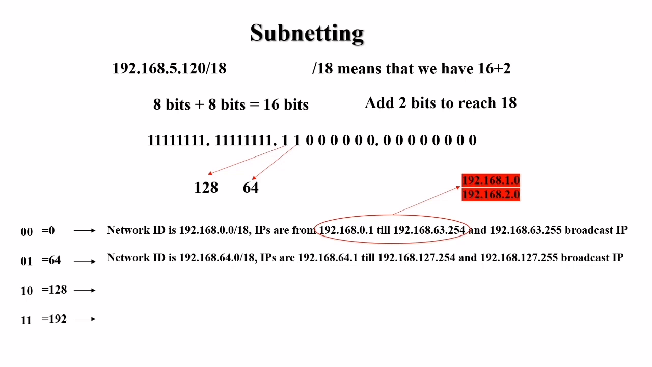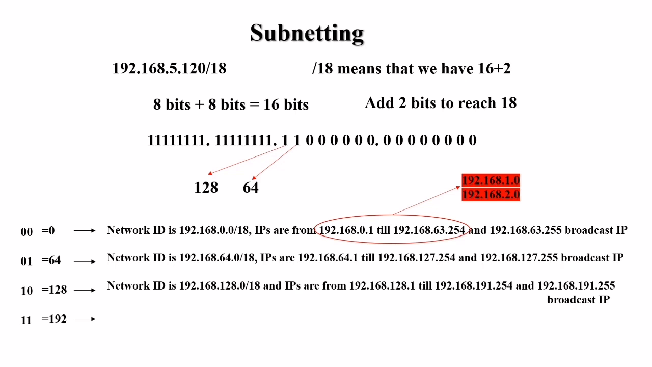Similarly, we will continue with the rest of the numbers of the subnetting. For example, the 64 will start from 64.1 till 127.254, and 127.255 will be the broadcast IP. So we will have also in the middle 65.0, for example, 66.0. Those will be IP addresses, not network IDs.